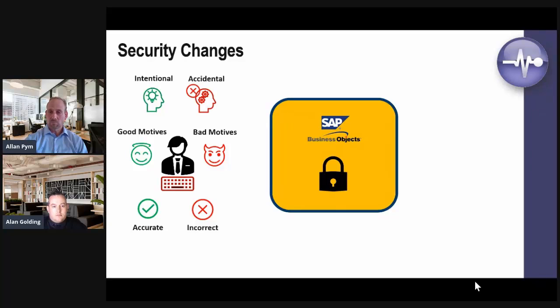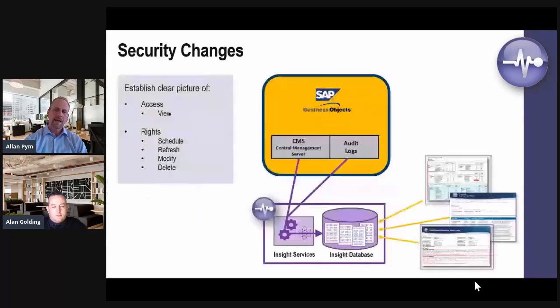Were they intentional or was it made by accident? The changes that were made, are they accurate or are they inaccurate? The changes that were made, do they come out of good motives or bad motives? Unfortunately, security is such an important topic. That's a question that needs to be addressed as well. So APOS Insight, as mentioned, does a lot to give clarity and visibility into these kinds of topics. So Alan Golding, if you can speak to us a little bit about how APOS Insight functions to do that.